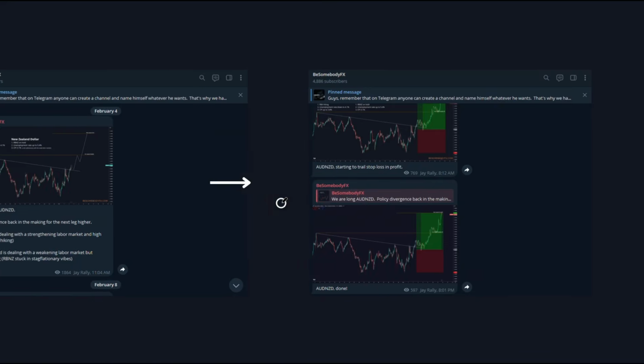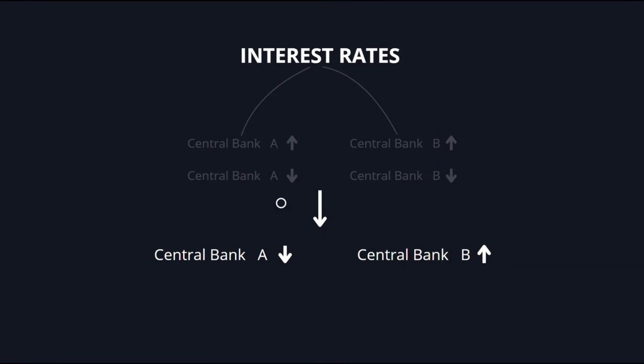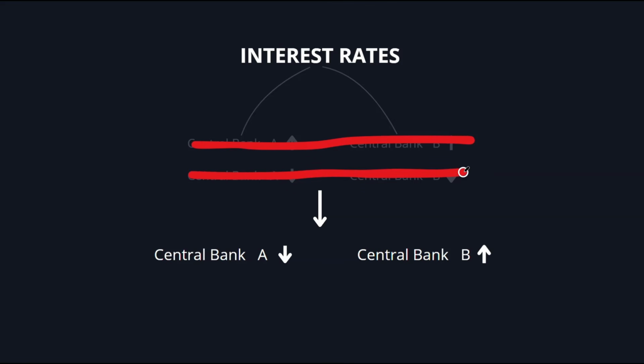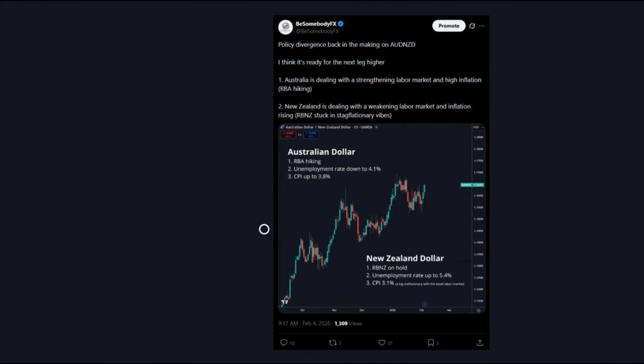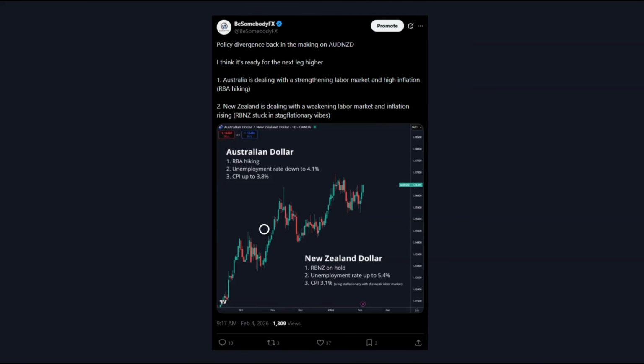Let me show you. The whole foundation behind a policy divergence is simple. If both central banks are hiking, there is no policy divergence. If both central banks are easing, there is no policy divergence. Now things get interesting when one central bank cuts interest rates and another central bank hikes interest rates. Now let's rewind to the context in which we took the Australian dollar against the New Zealand dollar trade.